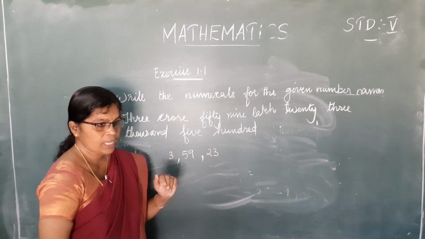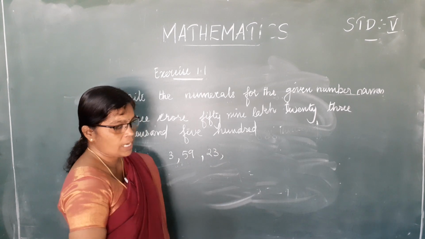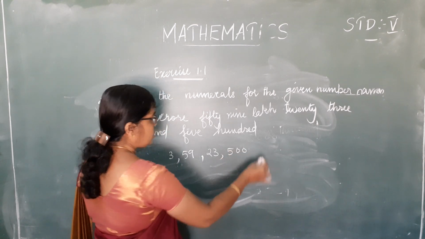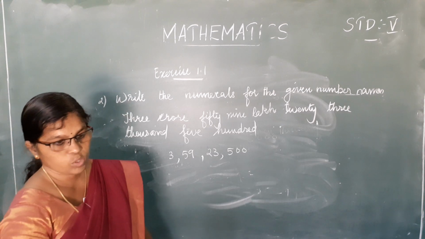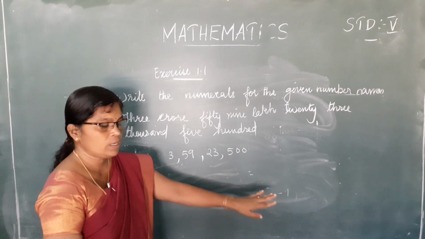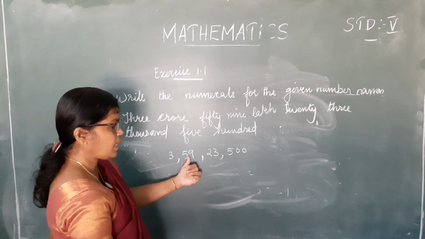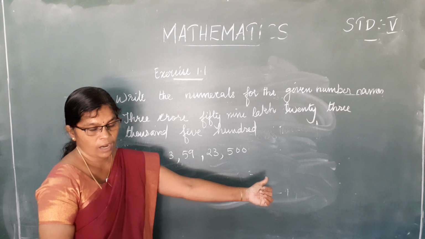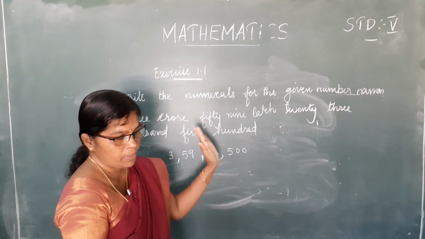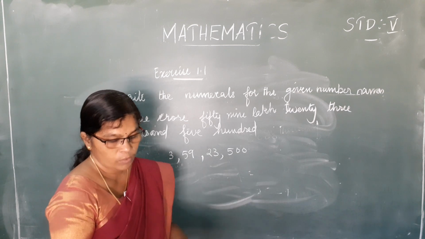23,000. Then comes 500. We know that there are 3 digits in one period. That is 500. Tens place nothing, ones place nothing, so we have to fill the gap by putting zeros. In every place there should be a digit. So that is 3 crore 59 lakh 23,500. This is the way we write the numeral. Numeral means the number you write for the number name. This is called the number name, and this is the numeral form. Okay? Clear?